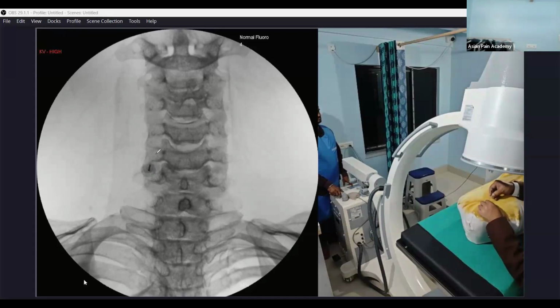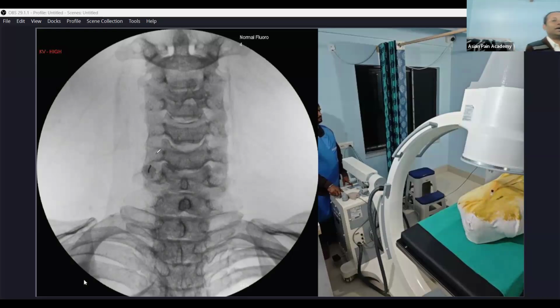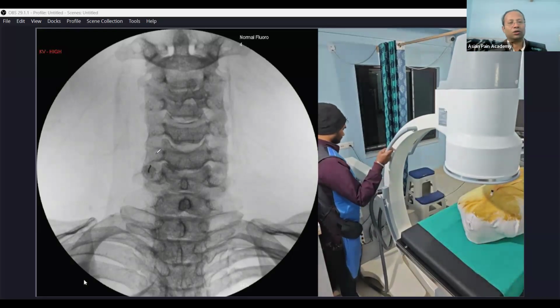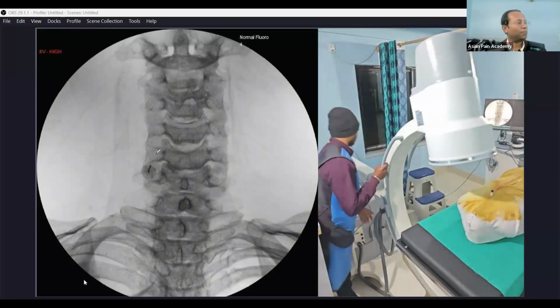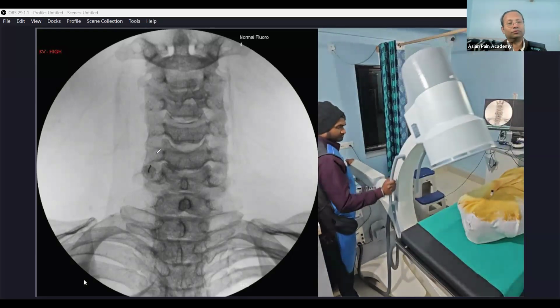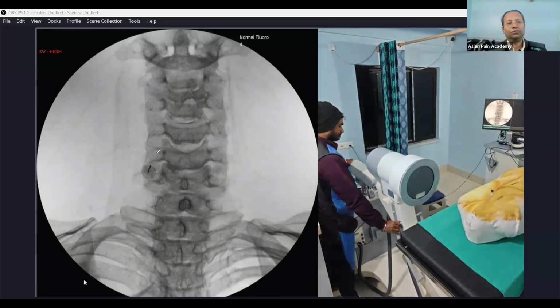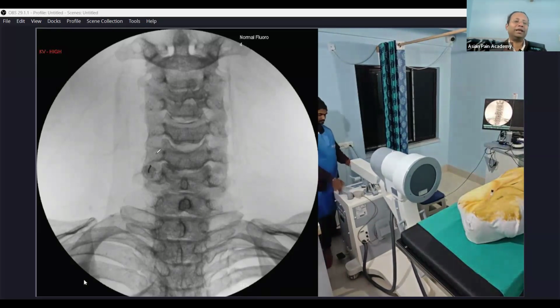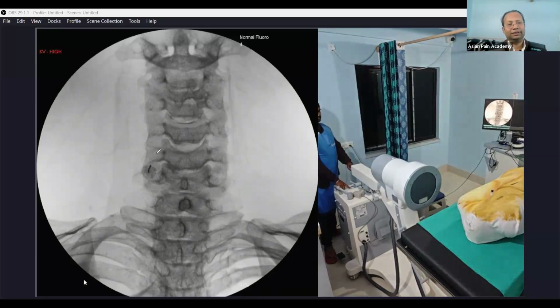So here I can actually understand that I am inside a facet joint. This is the AP view. In lateral view also, you can see whether you have reached the facet joint area or not. But here also you should not go medially. There is no important structure, but you should not go medially.